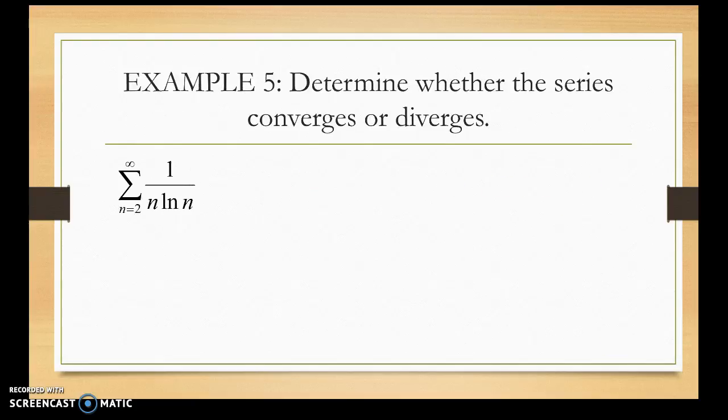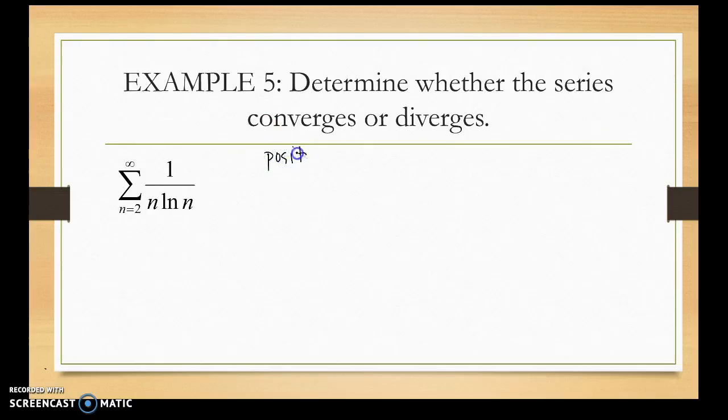A very simple test when it's set up as a P series. Okay, let's look at this one. Determine if this series converges or diverges. So we look at this, and the 1 over n, it looks like it may have some properties of a P series, but we can't use the P series to determine if this converges or diverges. So let's use the integral test.